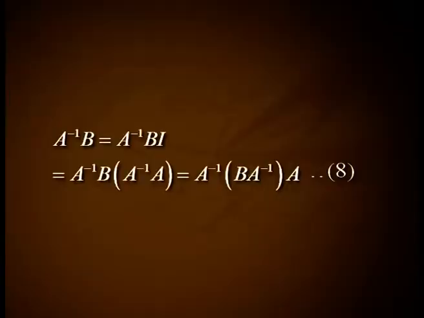Proof: now A inverse into B equal to A inverse into B into I, which is equal to A inverse into B into A inverse into A, which is equal to A inverse into B into A inverse into A, equation number 8. Since A is invertible, equation 8 shows that the matrices A inverse into B and B into A inverse are similar. Hence, by theorem 6, A inverse into B and B into A inverse have the same characteristic roots.